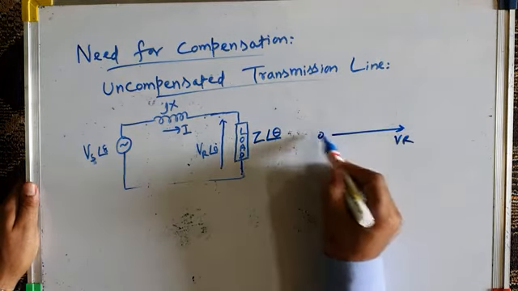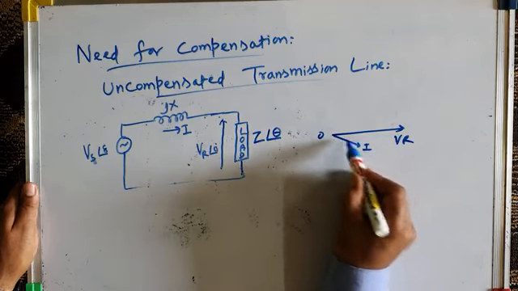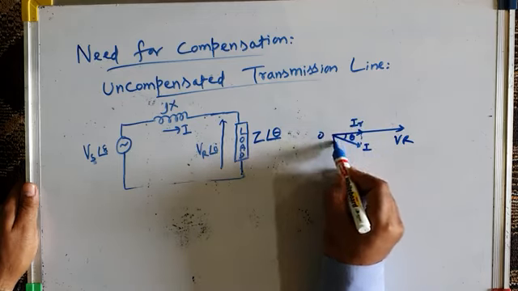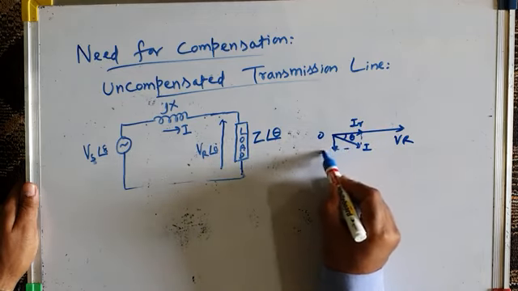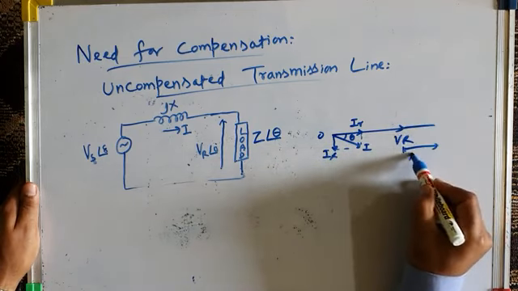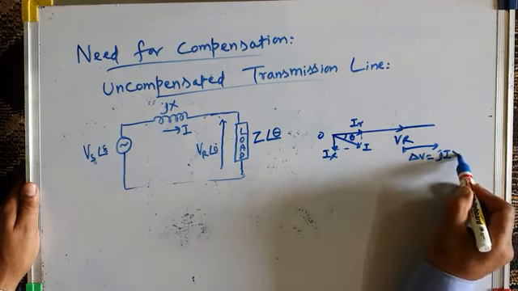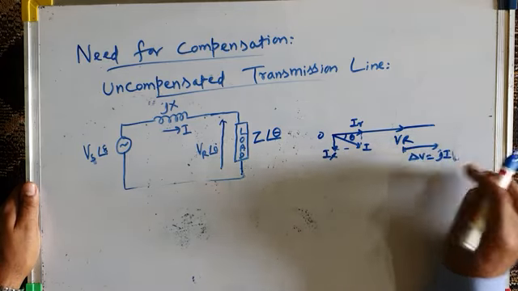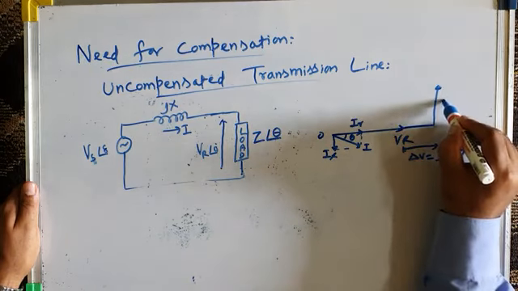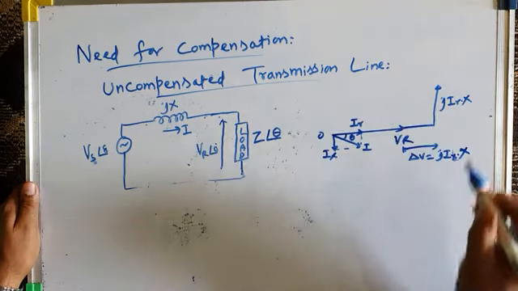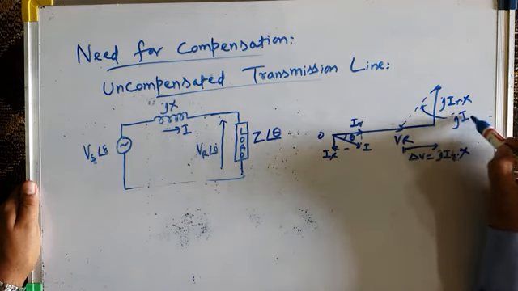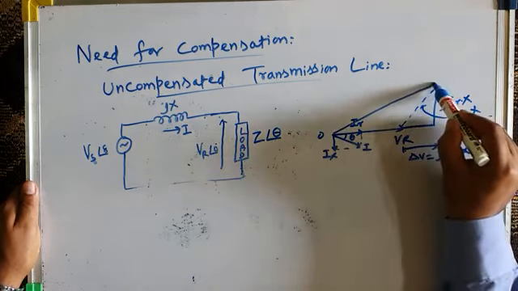This is VR, this is current I, theta. This is the in-phase or resistive component of current, IR. This is the reactive or quadrature component of current, IX. This is delta V equal to jIX, the reactive voltage drop, jIX into X, and this drop is jIR into X, the voltage drop due to the in-phase component of current. This is jI into X, and then this is the sending end voltage Vs.